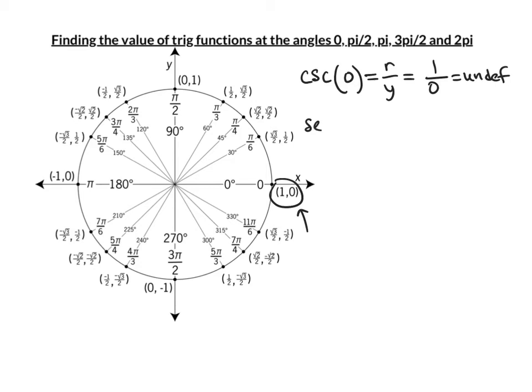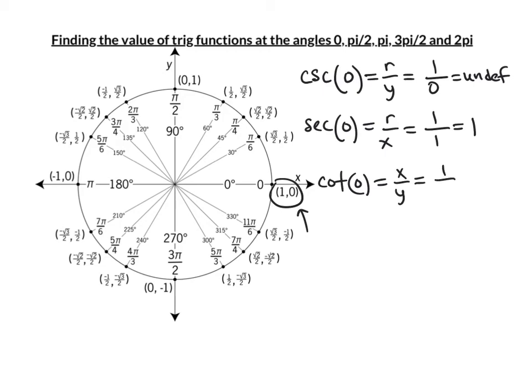If I said the secant of 0, secant is the reciprocal of cosine, so it's r over x. Again, r is 1. If we look at x, it's 1, and 1 over 1 is 1. The cotangent of 0, cotangent is x over y, the reciprocal of tangent. And if we look at the ordered pair, the x is 1 and the y is 0. So the cotangent of 0 is undefined again.